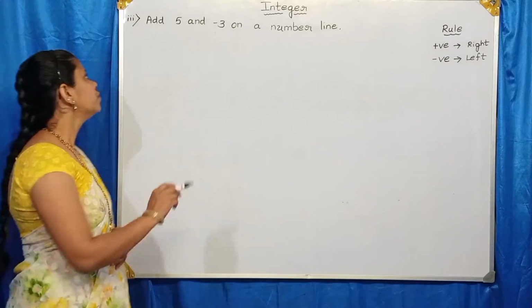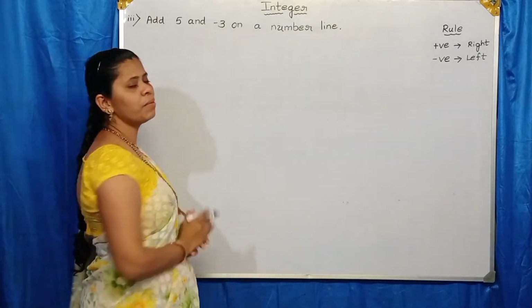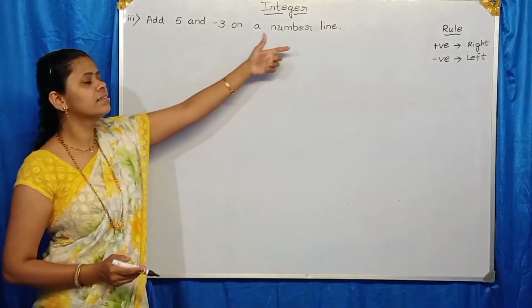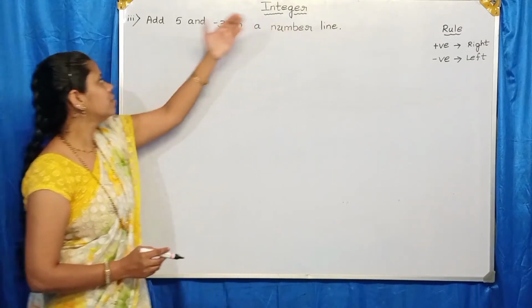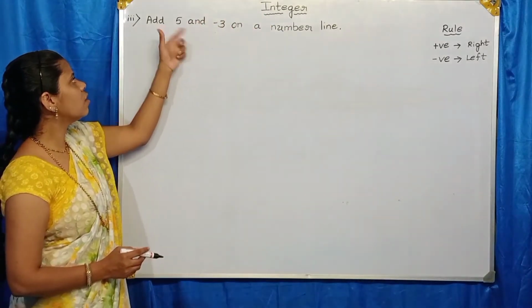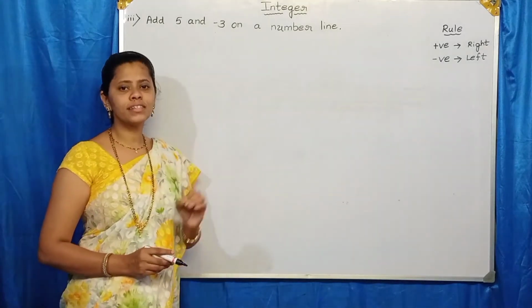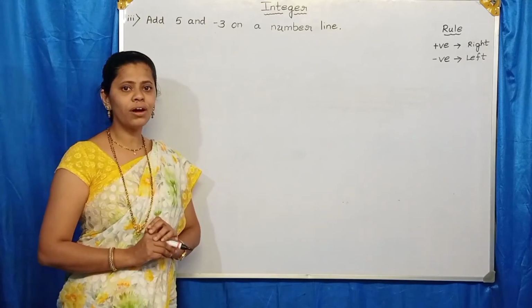Third problem, add 5 and minus 3 on a number line. See here, you know that a question has two parts. The first part is the number line and the second part is the addition of these two numbers. So, first let's complete the first part of the question. That is, let's draw a number line.